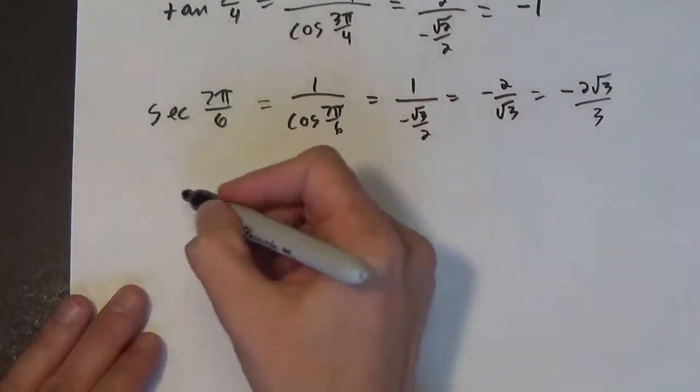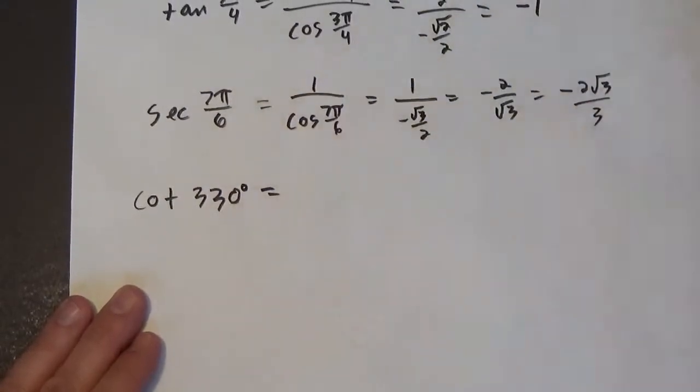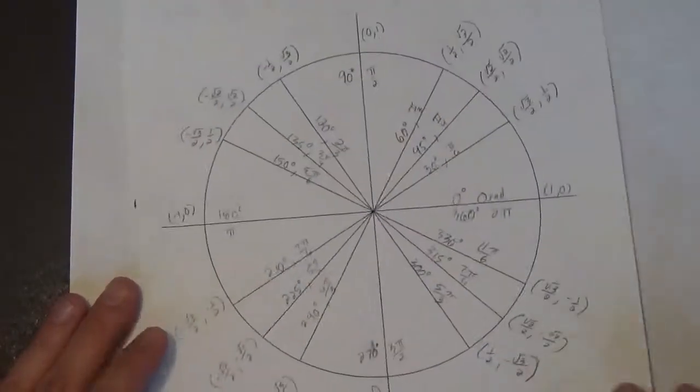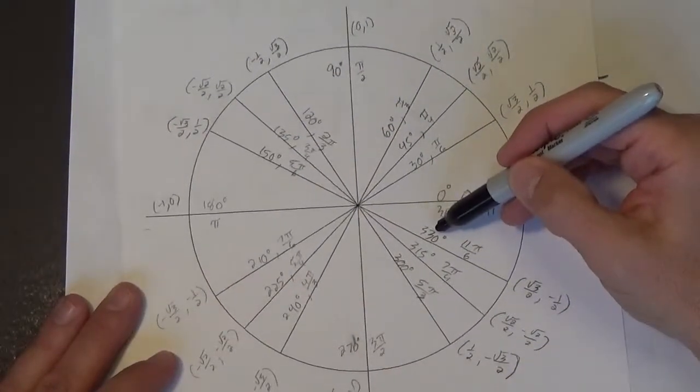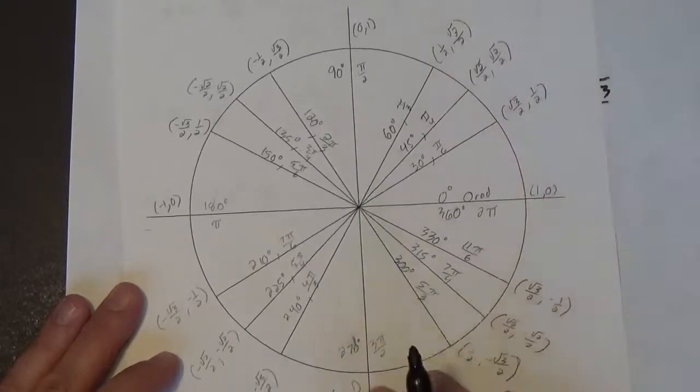Let's try a couple more. How about the cotangent of 330 degrees? This probably won't happen too much, but it could happen. So we go to our unit circle. Here's 330. Okay, the coordinates are the square root of 3 over 2, over negative 1/2.